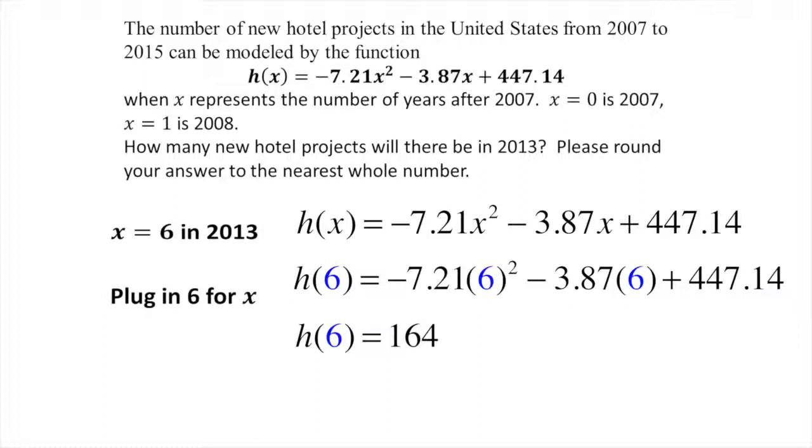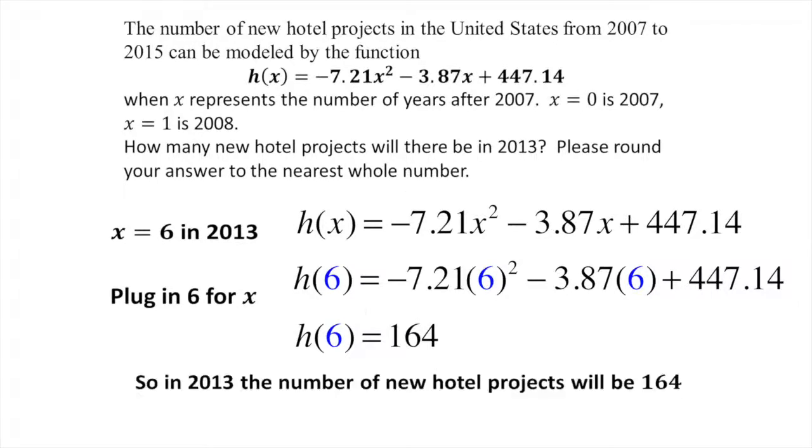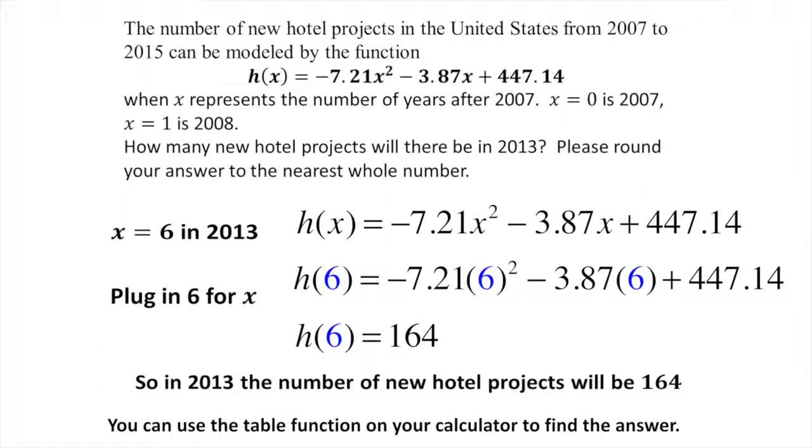Now we have to interpret that. Our answer is 164. But 164 what? This is the number of hotel projects in the United States. So that means in the year 2013, because that was our x equals 6, the number of hotel projects is 164. Using this function here, we can predict how many new hotel projects there will be. We can also do this using the table button on your calculator. We won't really get into that here.